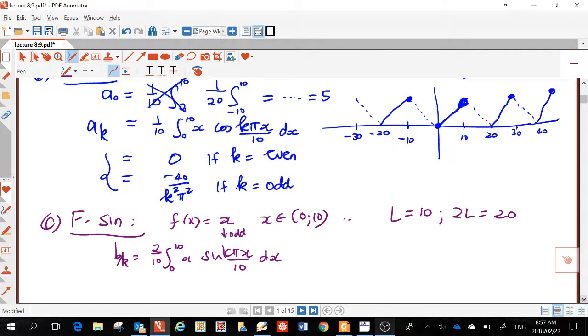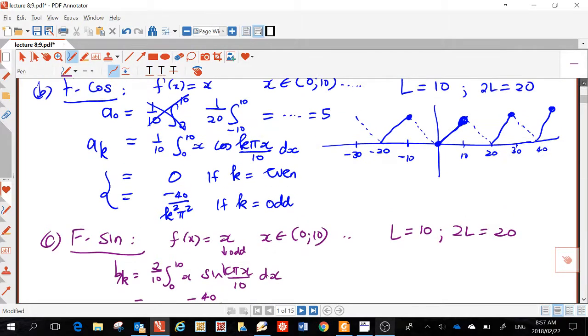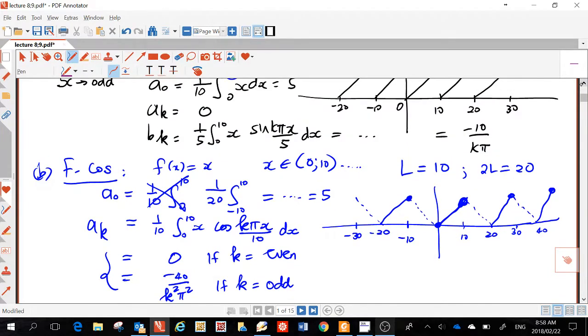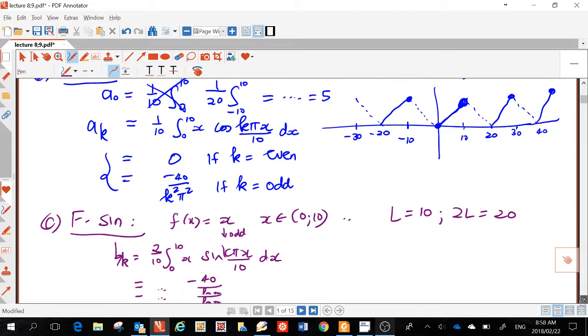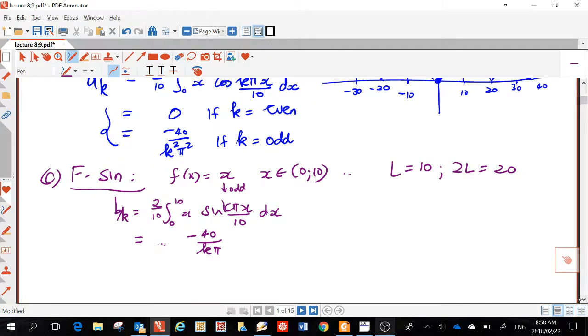Okay, and if you finish this off, I forgot what the answer is. I didn't actually work this out, I didn't even look in the book, but I think the answer is minus 40 over k pi. It'll be the same as the one above. Let's see. Minus 10 over k pi, yeah, but I think here there'll be a 40. There'll be a 4 that appears here. And this is for all k. The symbol means for all k.